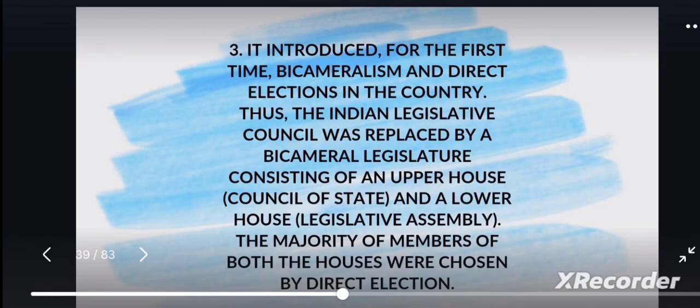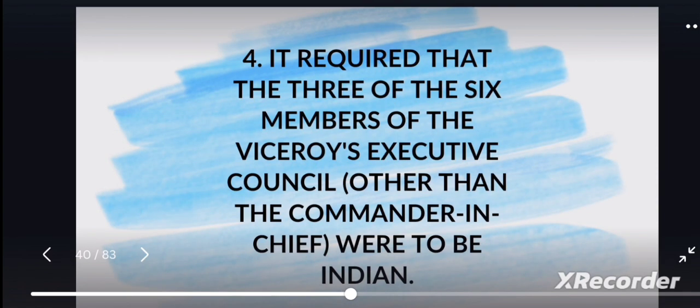It introduced for the first time bicameralism and direct elections in the country. Thus, the Indian Legislative Council was replaced by a bicameral legislature, consisting of an upper house, the Council of State, and a lower house, the Legislative Assembly. The majority of the members of both houses were chosen by direct election. It required that three of the six members of the Viceroy's Executive Council, other than the Commander-in-Chief, were to be Indians.